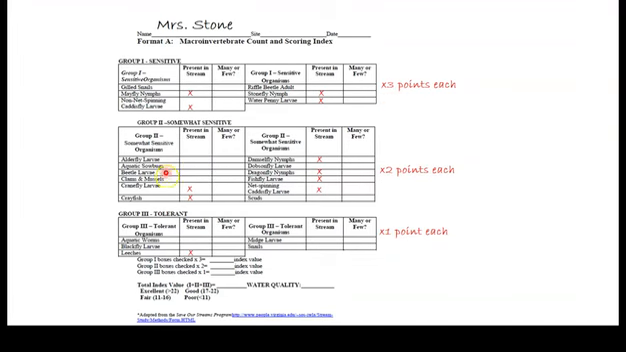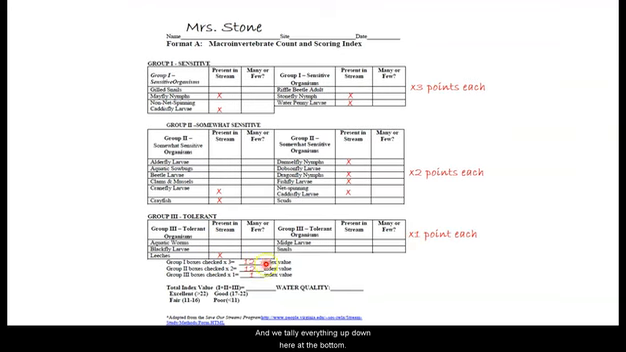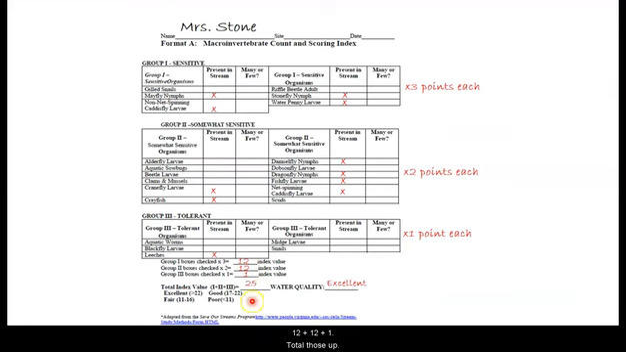hopefully you said 12. In our group 2 boxes, we had 1, 2, 3, 4, 5, 6 boxes checked, and there were 2 points each. 6 times 2. And lastly, down here at the bottom, our group 3 organisms, we only had 1 box checked, 1 times 1. And we tally everything up down here at the bottom, 12, 12, and 1. Total those up to get 25. And then we match that up with the word terms over here. Greater than 22 gives us an excellent quality stream.